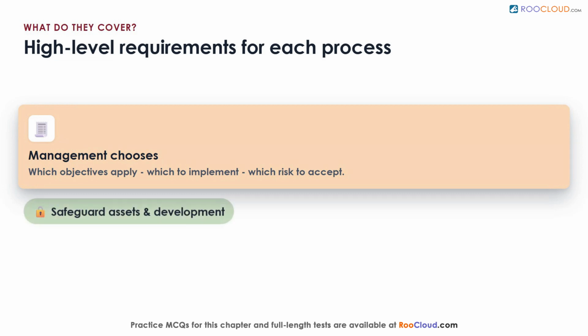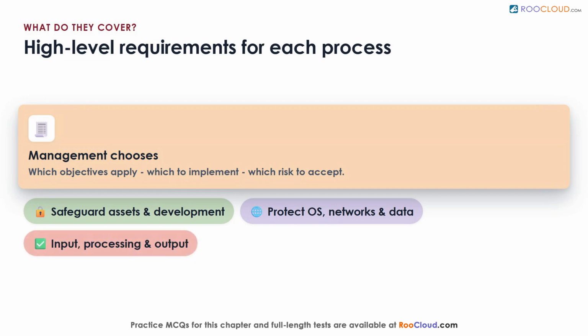Safeguarding information assets and keeping them current. Making sure development processes are repeatable and reliable. Protecting operating systems and networks. Guarding critical applications and customer data. That means authorizing and validating every input. Processing transactions accurately and completely. Securing the output that comes out the other end. And protecting the confidentiality of the database.